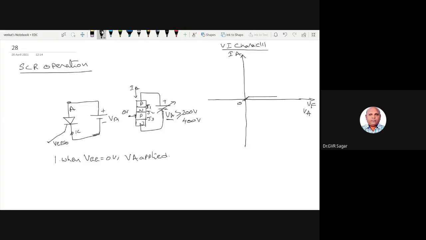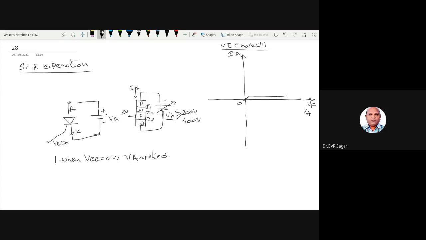So this reverse current is there, some amount of current, due to the reverse current of junction J2. But no enormous amount of current is flowing in the SCR. As you increase VA, the anode voltage goes on increasing, but there is no question of the current increasing. It goes up to some point, maybe a supply voltage of 200 or 400 volts, and then junction J2 breaks down.